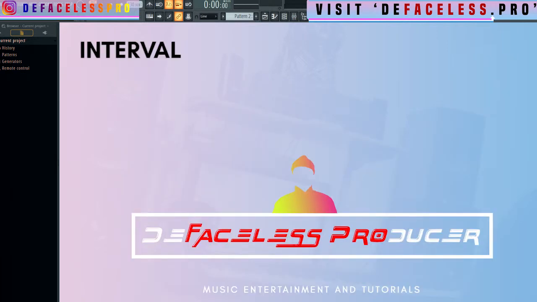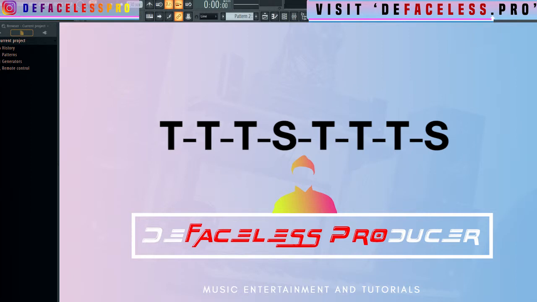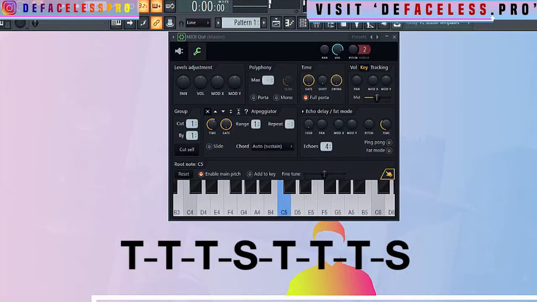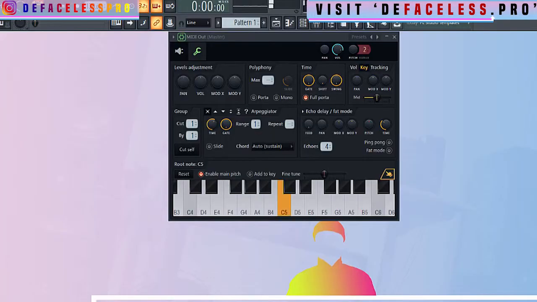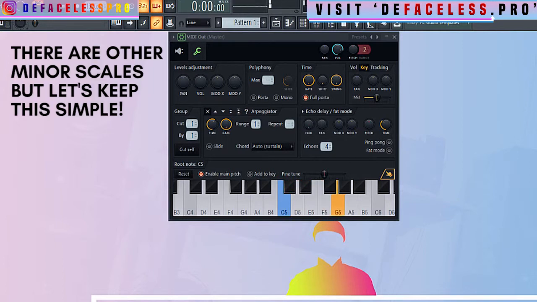The interval basically means the distance between notes. Using the intervals you can work out any scale. Major scales have intervals of tone, tone, tone, semitone, tone, tone, tone, semitone, or as I just call it, triple TS. Minor scales, which is tone, semitone, tone, tone, semitone, tone, tone.